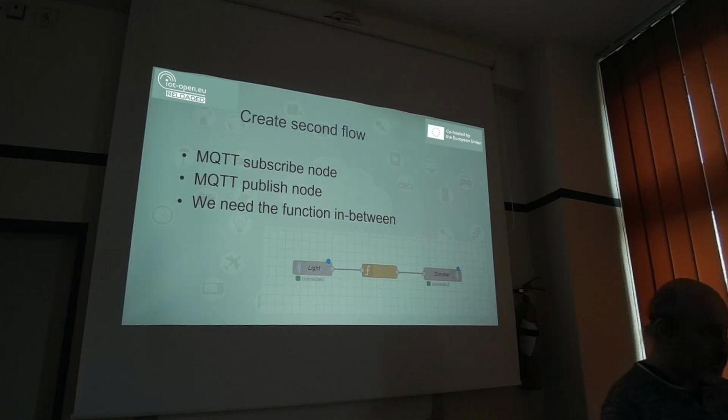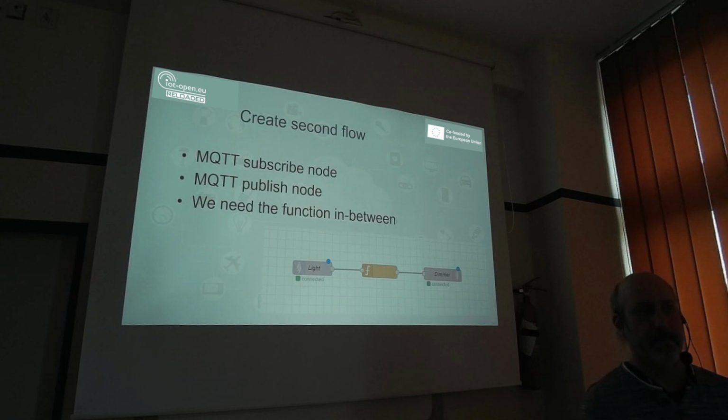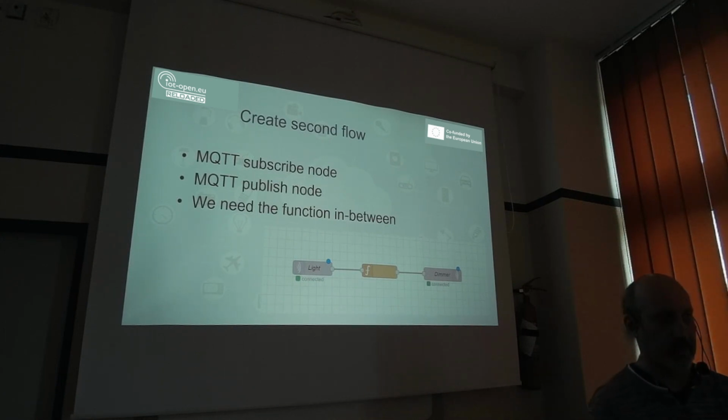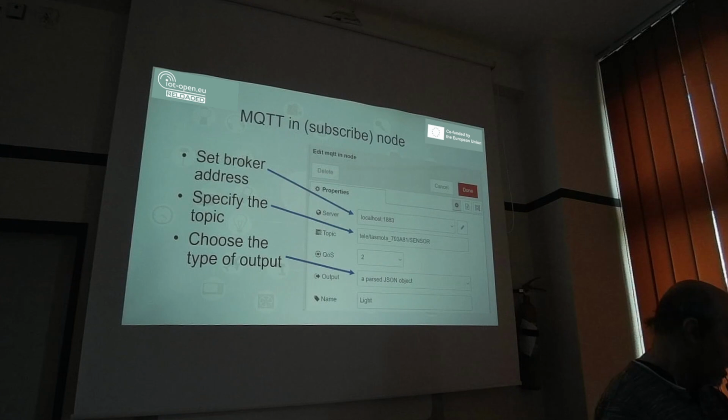So we need the function in between, because as we said, Tasmota, our light sensor, generates a JSON message. Here we have something simpler. Yes, we have power on and off or something like this, or the dimmer, depending on what we want to do.